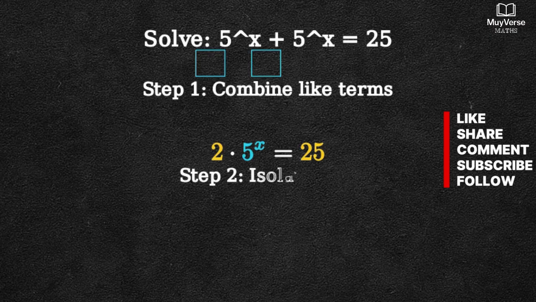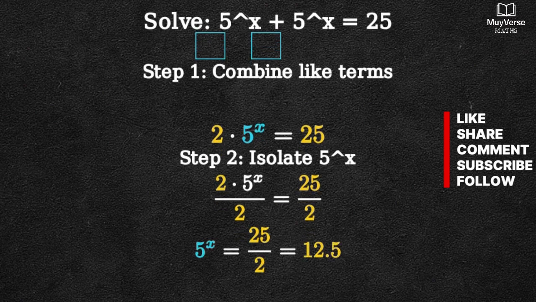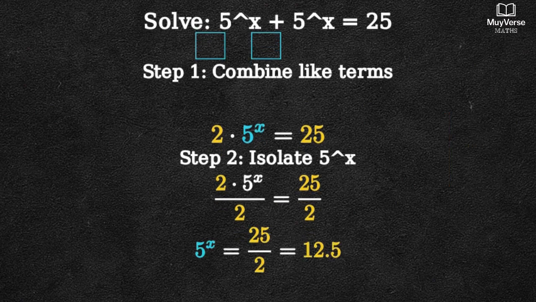Step 2. Isolate the exponential term. Since it is multiplied by 2, divide both sides by 2. This simplifies to 5 to the x equals 12.5, which is 25 divided by 2.